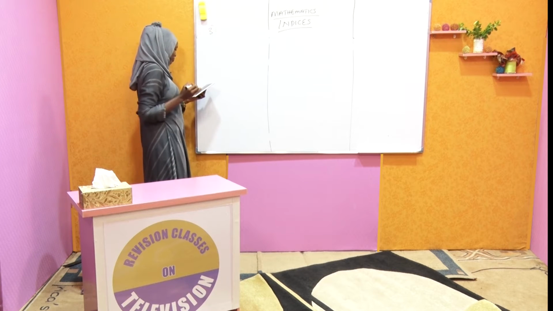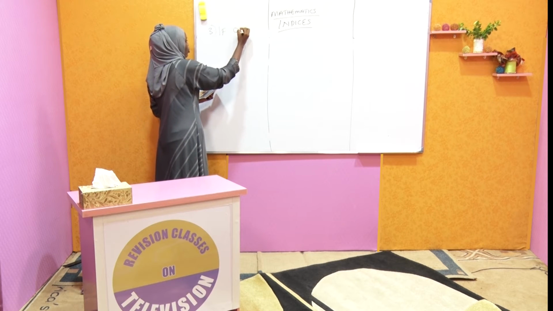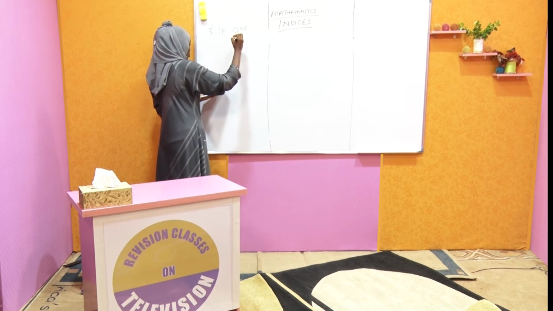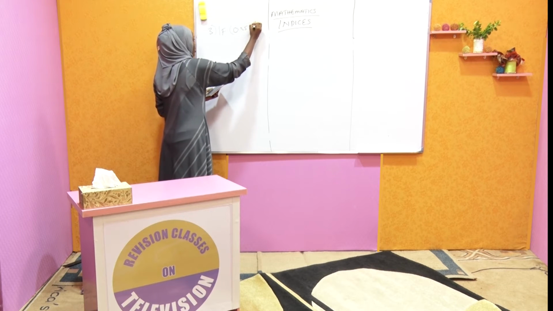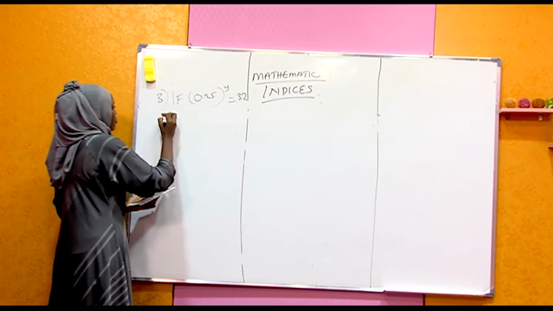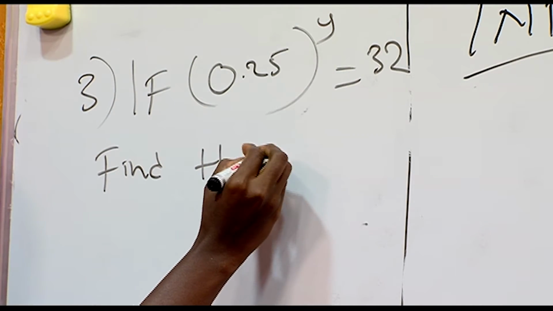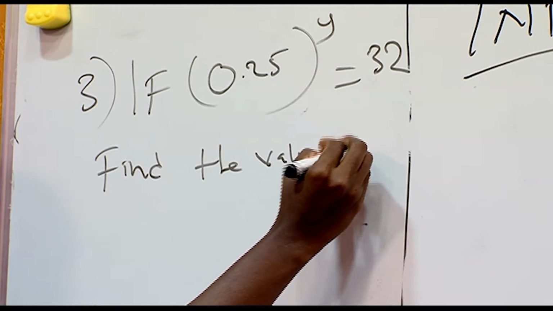Question number 3. If 0.25 raised to power of y is equals to 32, find the value of y.